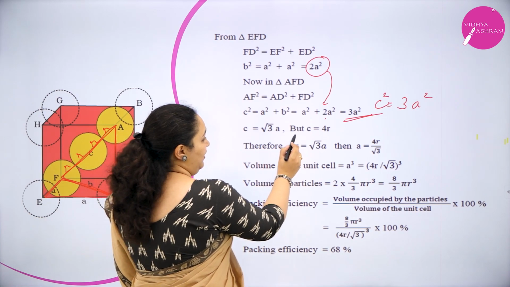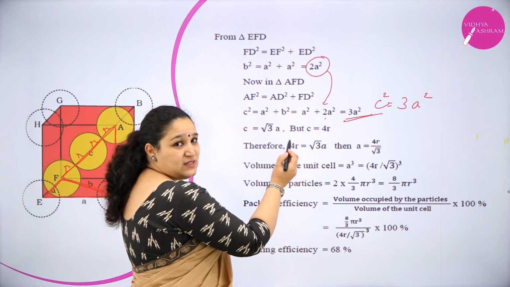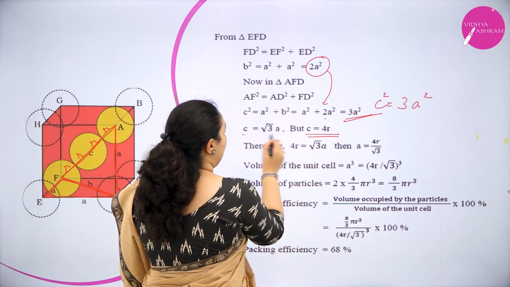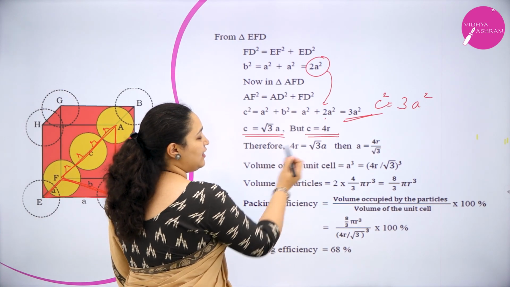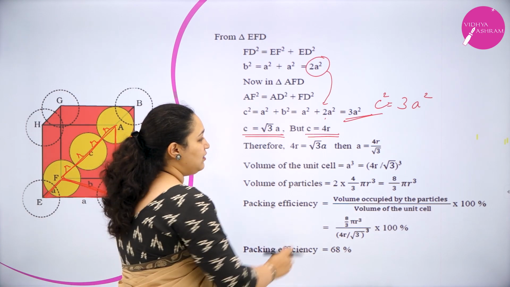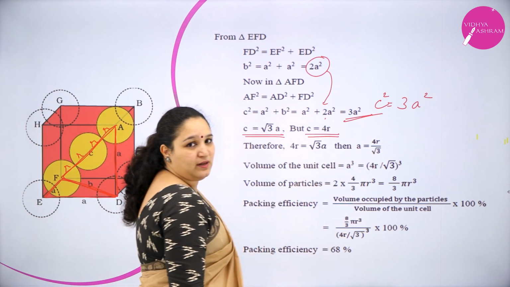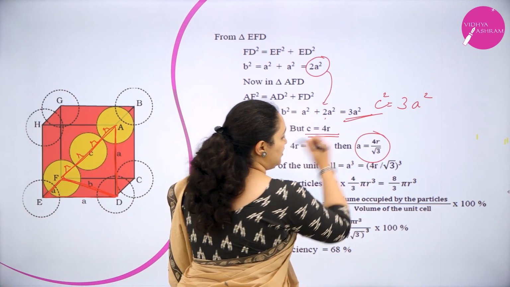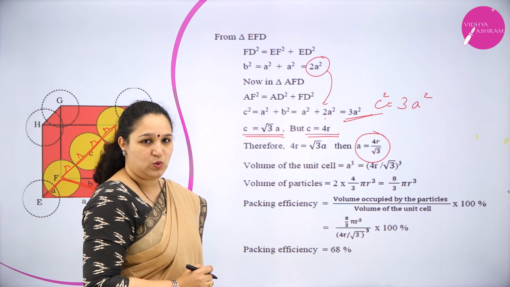Now root 3A, also C is equal to 4R. I will equate these two. What I will get? 4R is equal to root 3A. I told you A you have to get in terms of R. So A is equal to 4R by root 3. What did I get? A is equal to 4R by root 3.